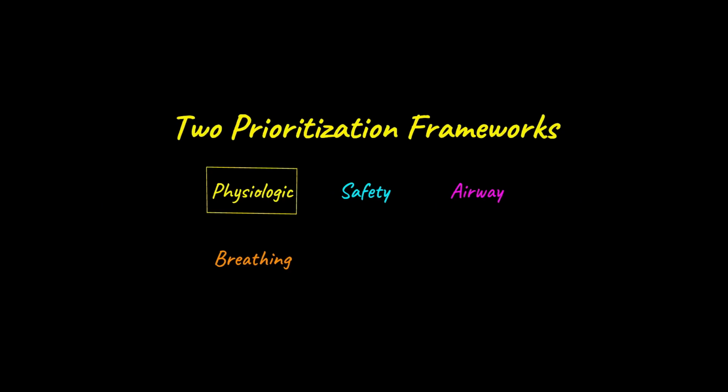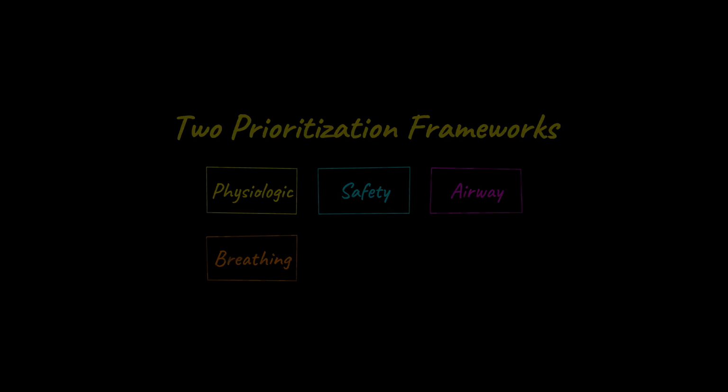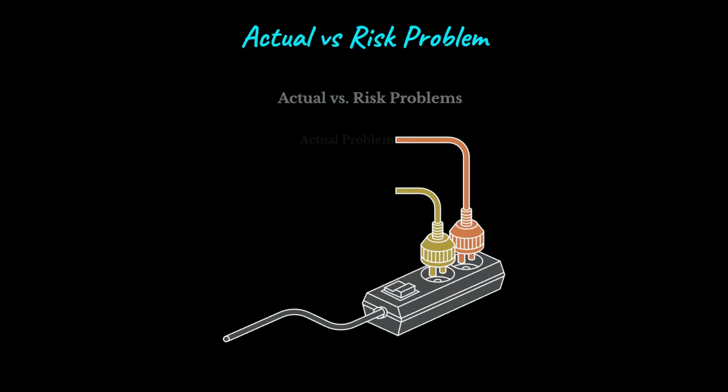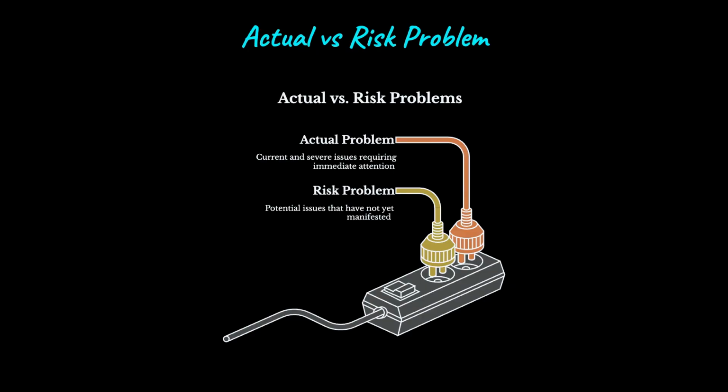Maslow's hierarchy ranks physiologic needs above safety, love, esteem, and self-actualization, while the ABC framework puts airway, breathing, and circulation ahead of everything else. Both exist because nurses cannot do everything at once, and because some problems threaten survival while others do not. The key distinction is actual versus risk.